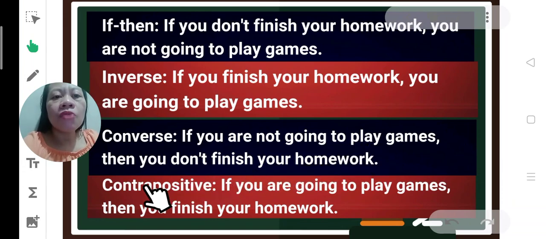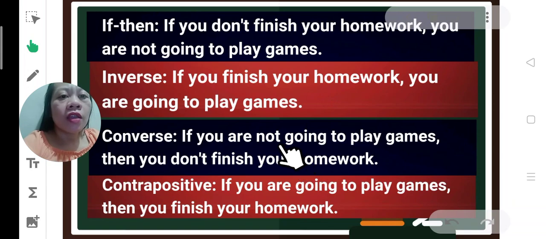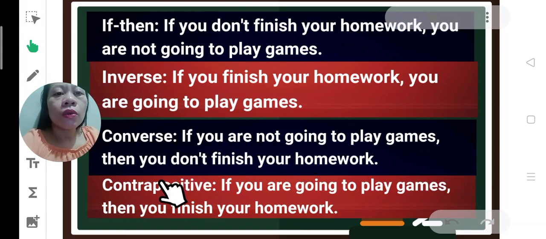And then for the contrapositive, we are going to switch and negate the hypothesis and conclusion. So we have this one: If you are going to play games, then you finish your homework. So just take the inverse form of this converse to have the contrapositive form.